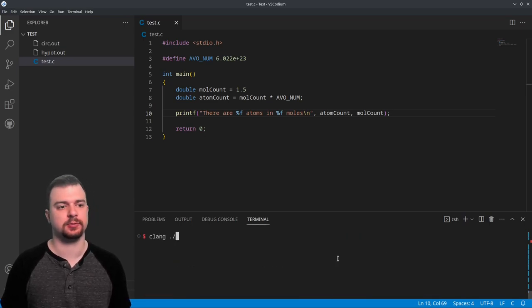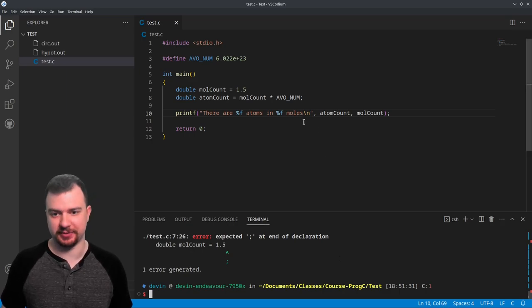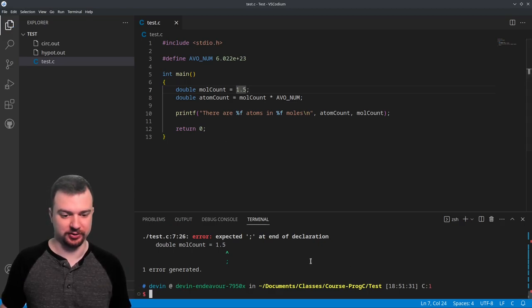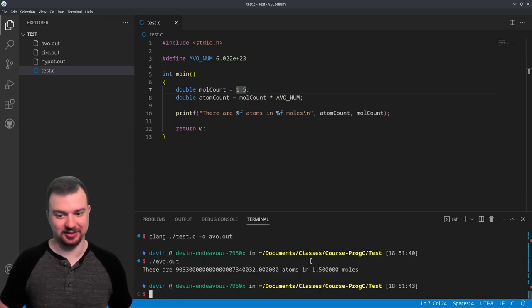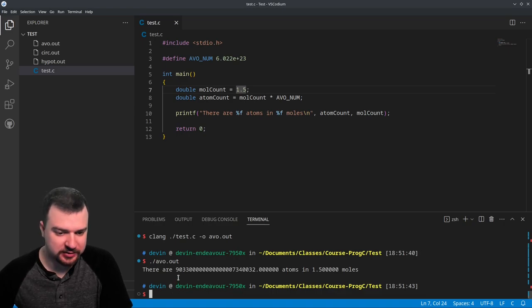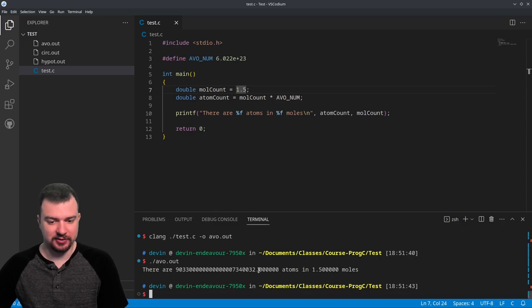Way too much. gcc s.c -o, and then we'll do avogadro. And I missed a semicolon. I expected a semicolon in the declaration, so very, very simple. Missing semicolon, my bad. Avogadro.count. And right, so I get 9033, a lot of zeros, 734, 0032, point, bunch of zeros. I mean, technically, yeah, that's correct, but this is some atrocious formatting.